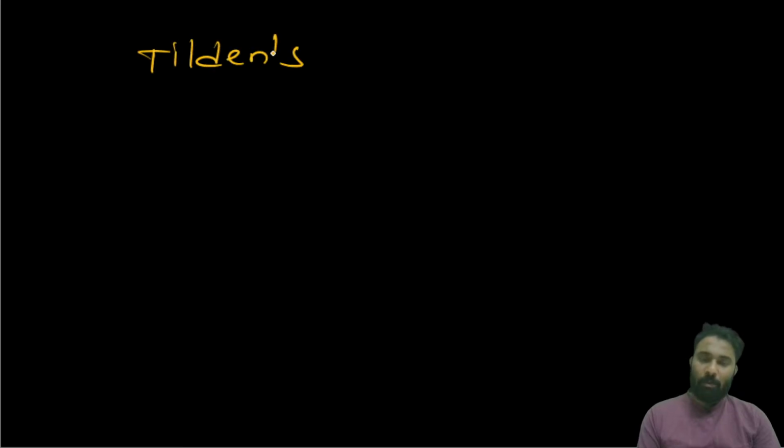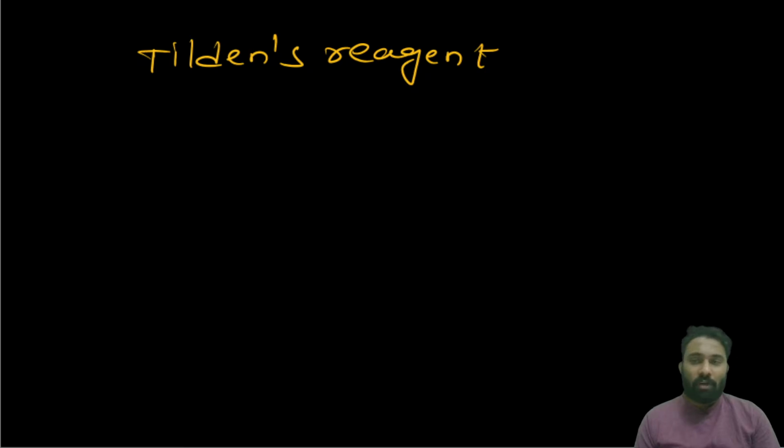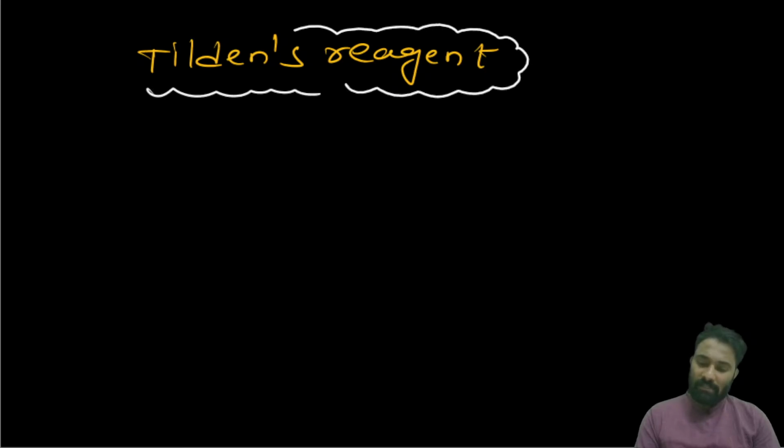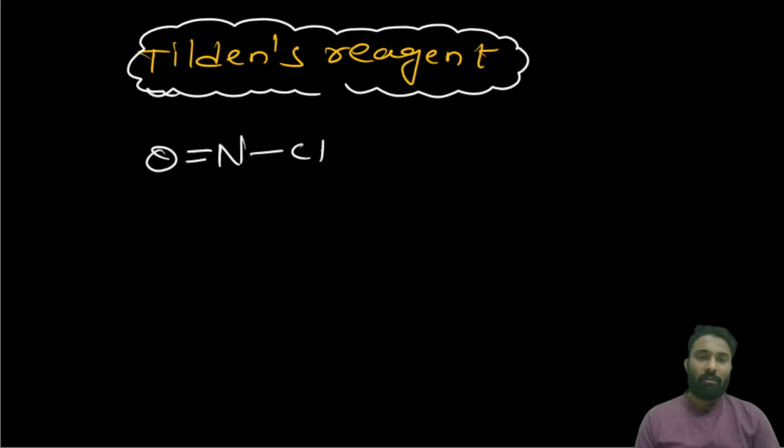Tilden's reagent upon alkene, what is the product it will give? Now, alkene upon Tilden's reagent, what is the product you will get? You have to be very careful with this name. What is the meaning of Tilden's reagent? Tilden's reagent means N double bond O and Cl. Clear? N double bond O Cl.